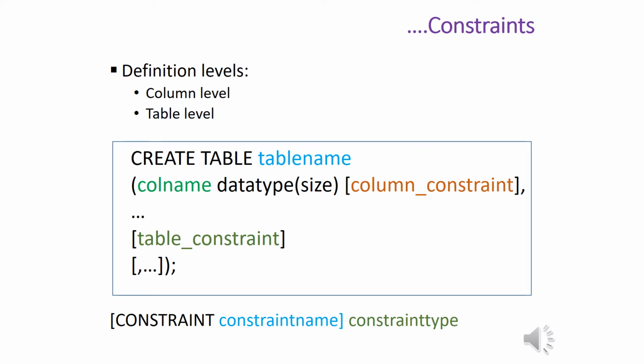The general definition in the create table will be create table, table name. Column names can be specified with the data type and size. With this column name, the column constraint can be specified. It is an optional one. And when all the column definitions are over, we can include the table constraints, if any, and we can close the create table command with parenthesis and semicolon. The constraint can be specified like this: constraint, constraint name, the constraint type.